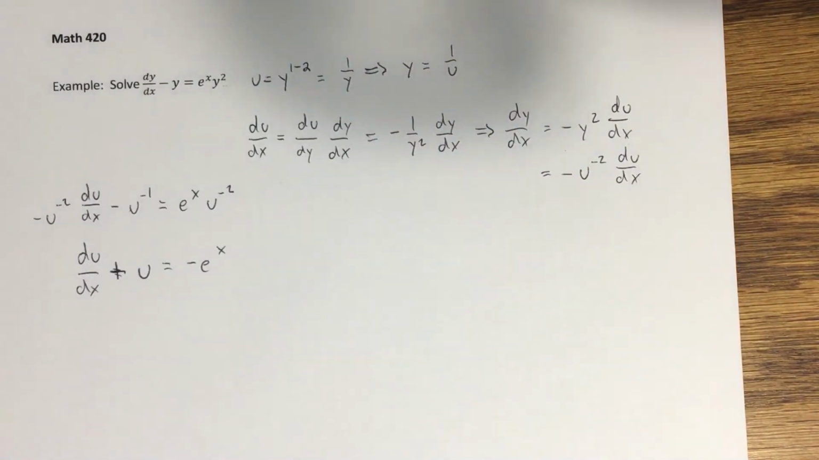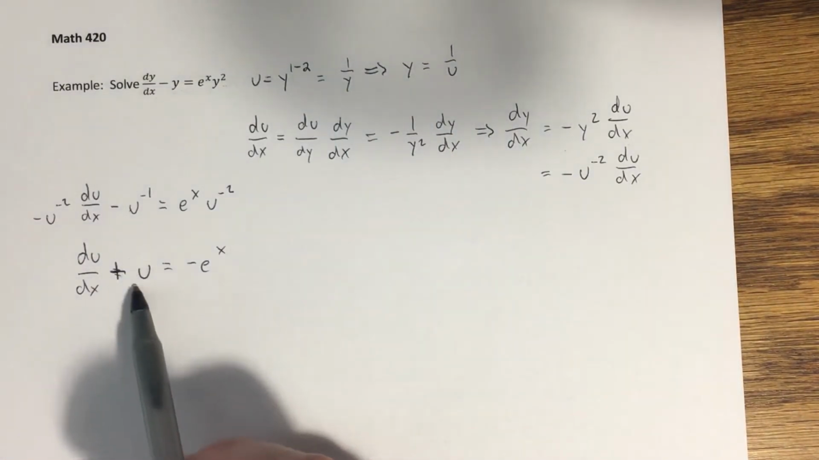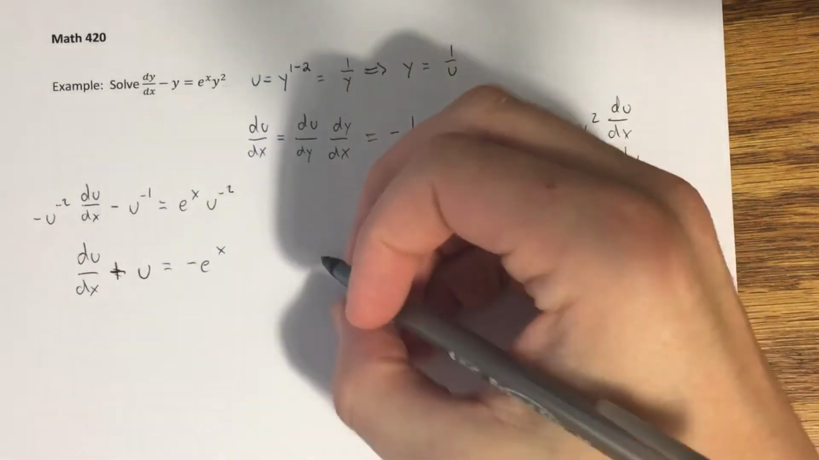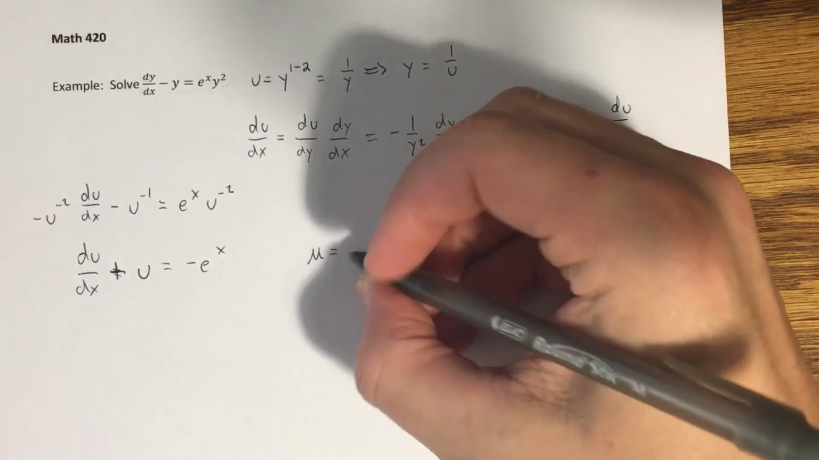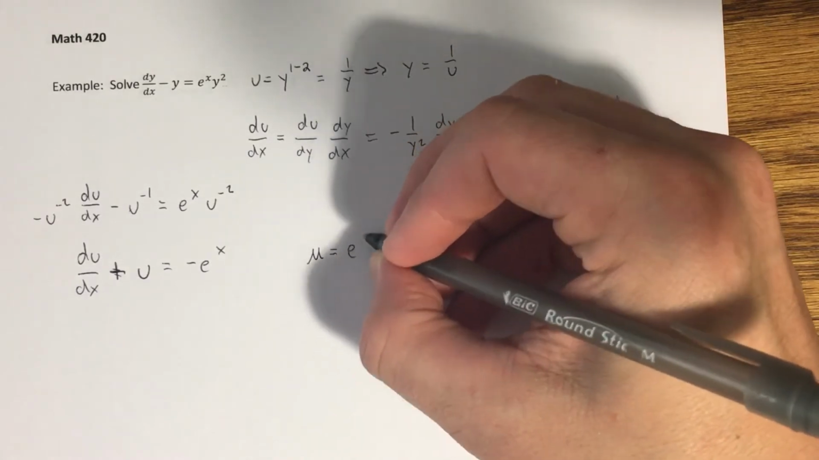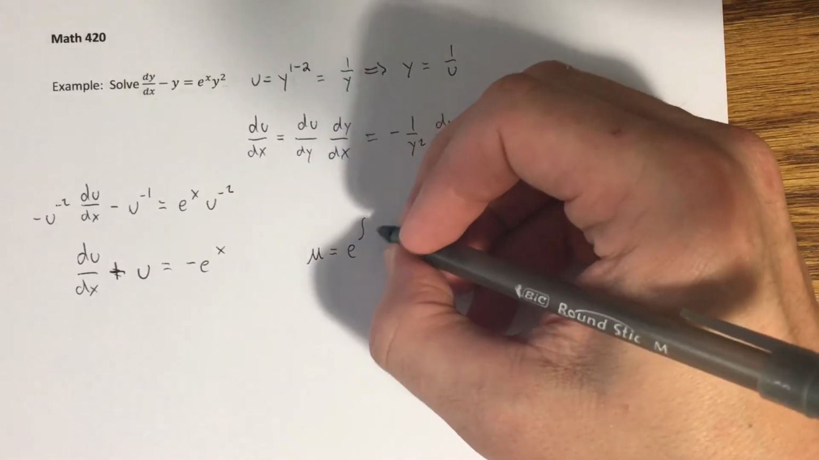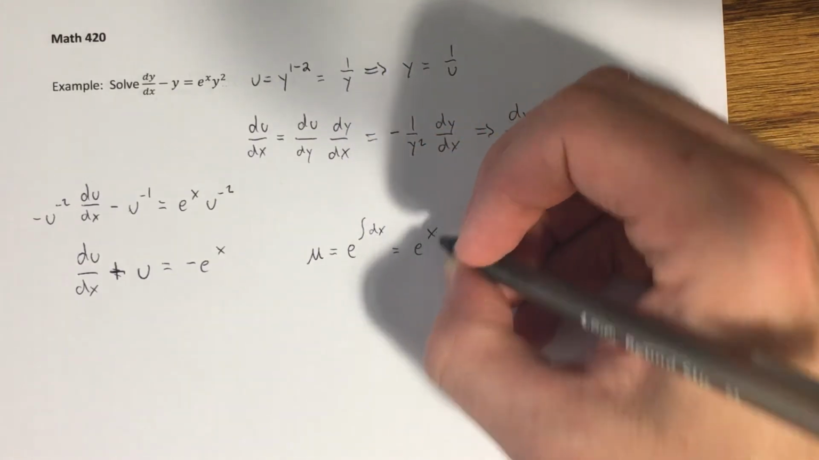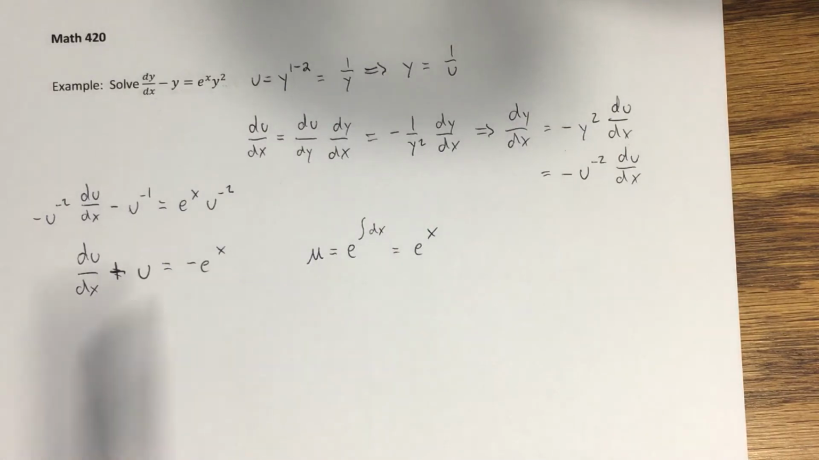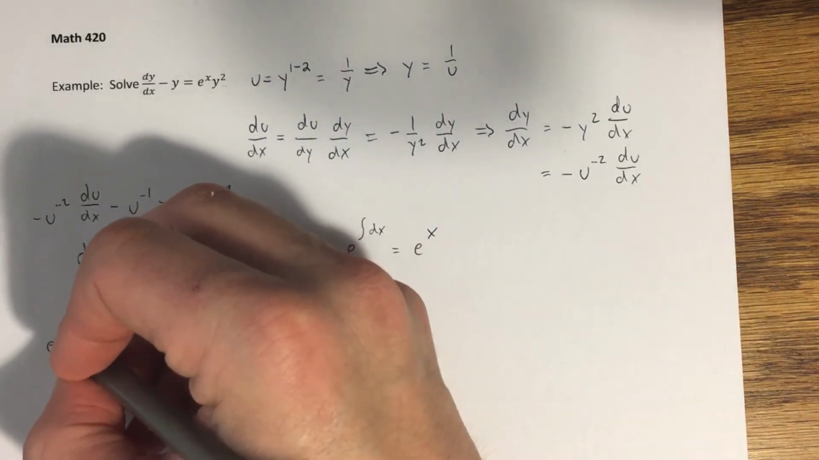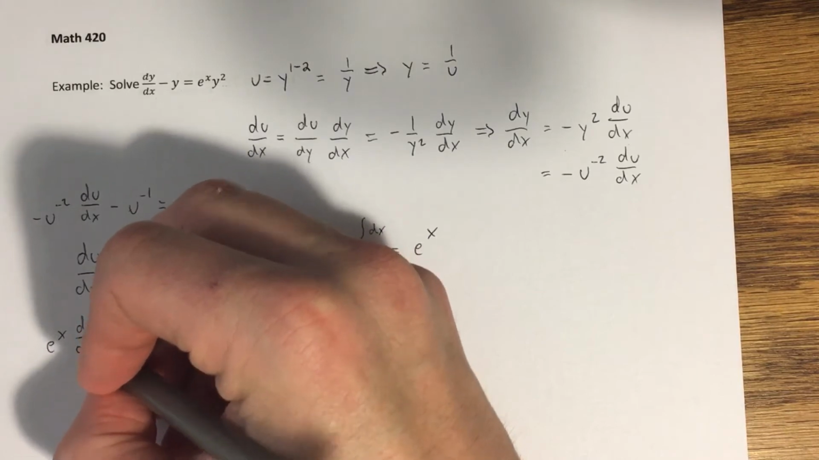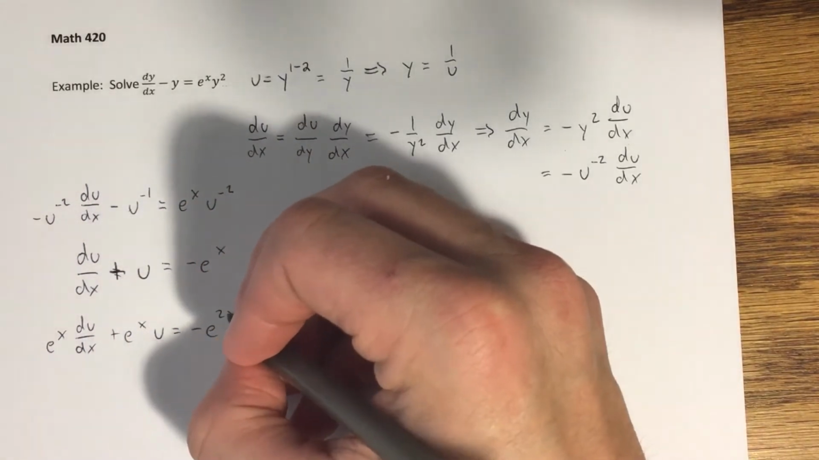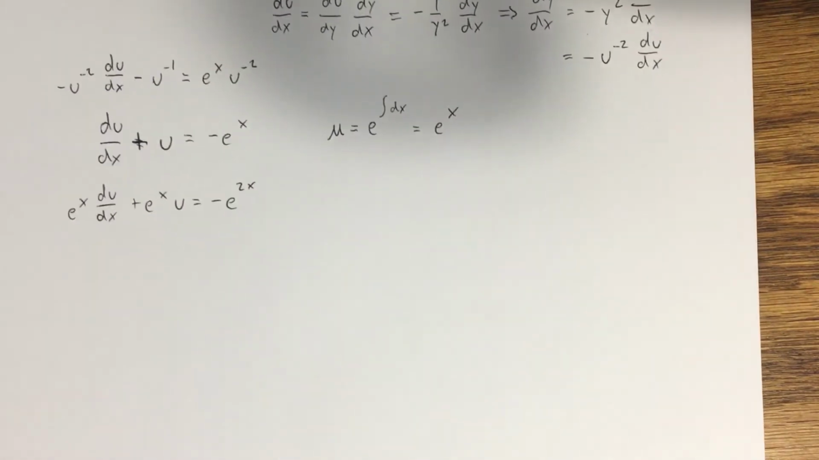Okay? Now we're looking at a linear equation where the p of x this time is just 1. I can use an integrating factor here. My integrating factor, mu, is going to be e to the power of the integral of 1 dx, or just x. That's the same thing as e to the x. I'm going to multiply both sides of this by e to the x. e to the x du/dx plus e to the x u equals negative e to the 2x is what I would get on that right-hand side.